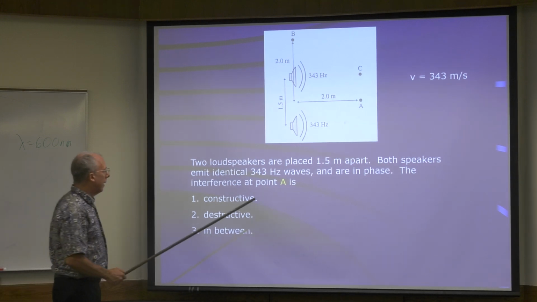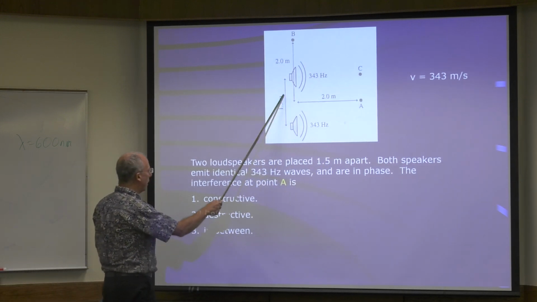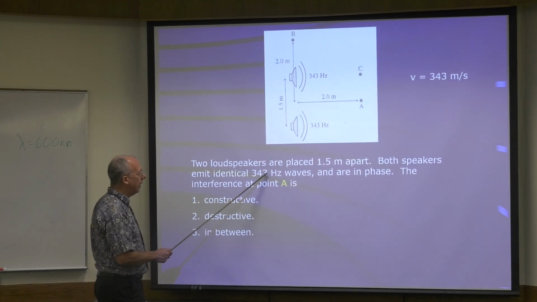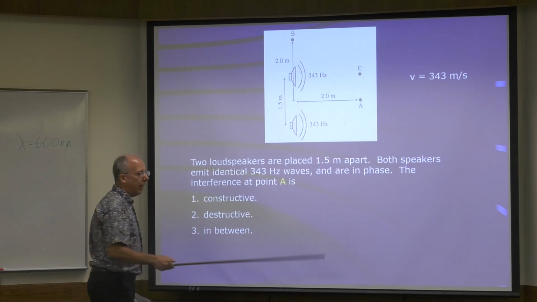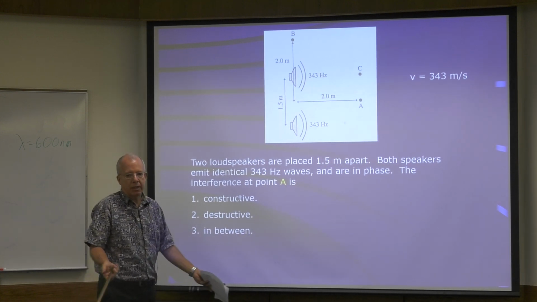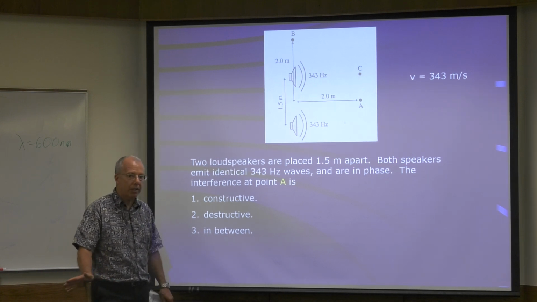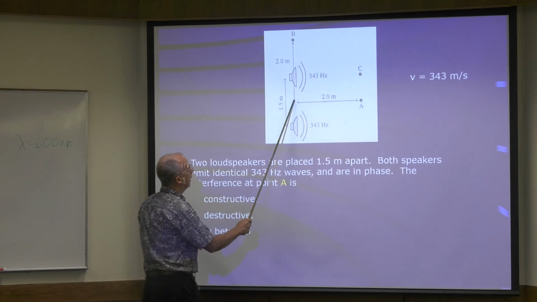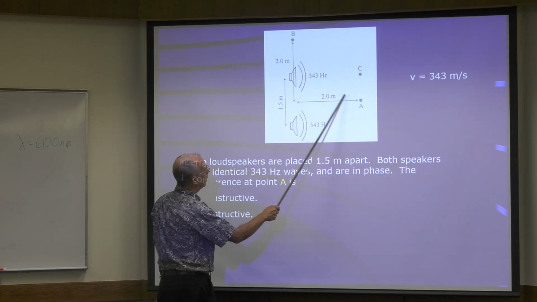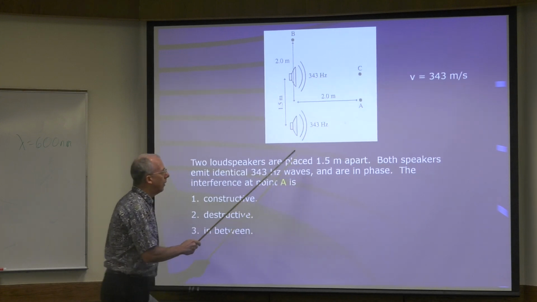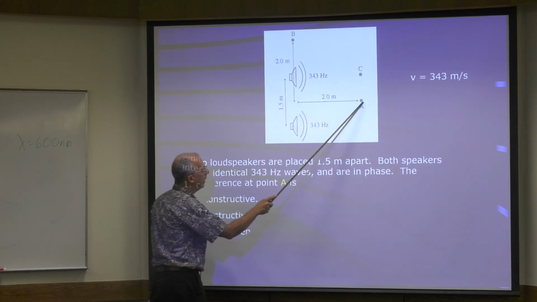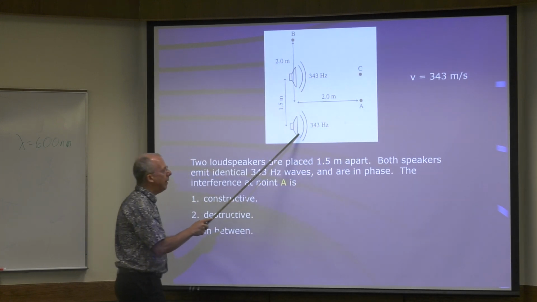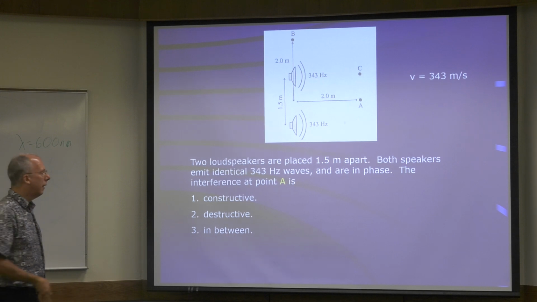Okay, we're back. Now look, it says that both speakers emit the same wavelength, the same frequency, and they're in phase. So the only thing that is going to make a phase difference is a path difference. However, this distance is the same as this distance, and this distance is 2, so this is equal to that. Agree? So this is the path length for this guy, this is the path length for this guy. Aren't these path lengths the same? Yeah, the path lengths are the same.